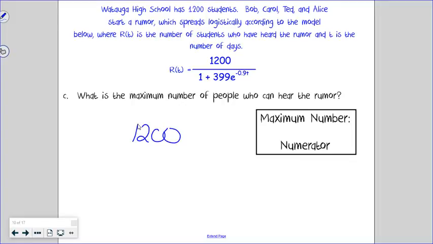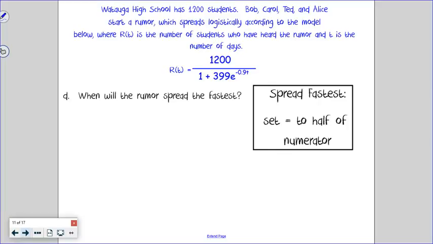Questions? Okay. This is our last type of question that they will ask you about a logistic model. When will this spread the fastest? When is our rumor spreading the fastest? And that is the balance between people that know that can pass it on and people we have left to pass it on to. And so there's a delicate balance between that, and it happens at exactly half of the total, which would be half of our numerator. So we start this by setting it equal to half. If our numerator is 1200, we set it equal to 600.